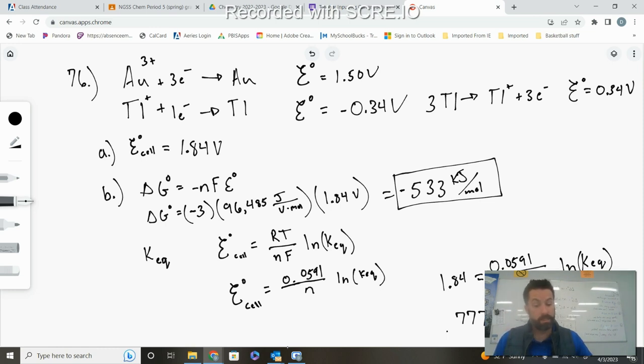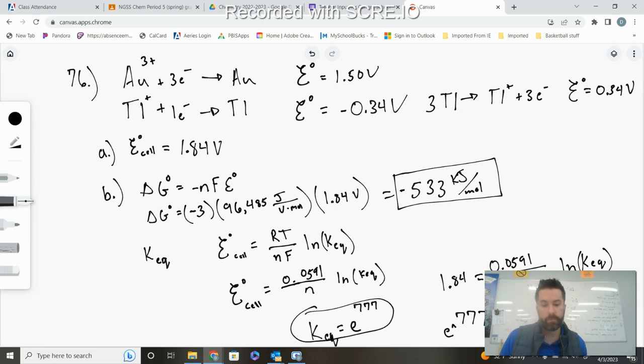To cancel out ln, I need to take e raised to both of that. So I need to take e to the power of 777. The e to the x on that is going to give me an error. So you know what? I'm just going to write this as KEQ equals e to the 777th power. Massively huge number. There we go. So that's how you solve for KEQ.